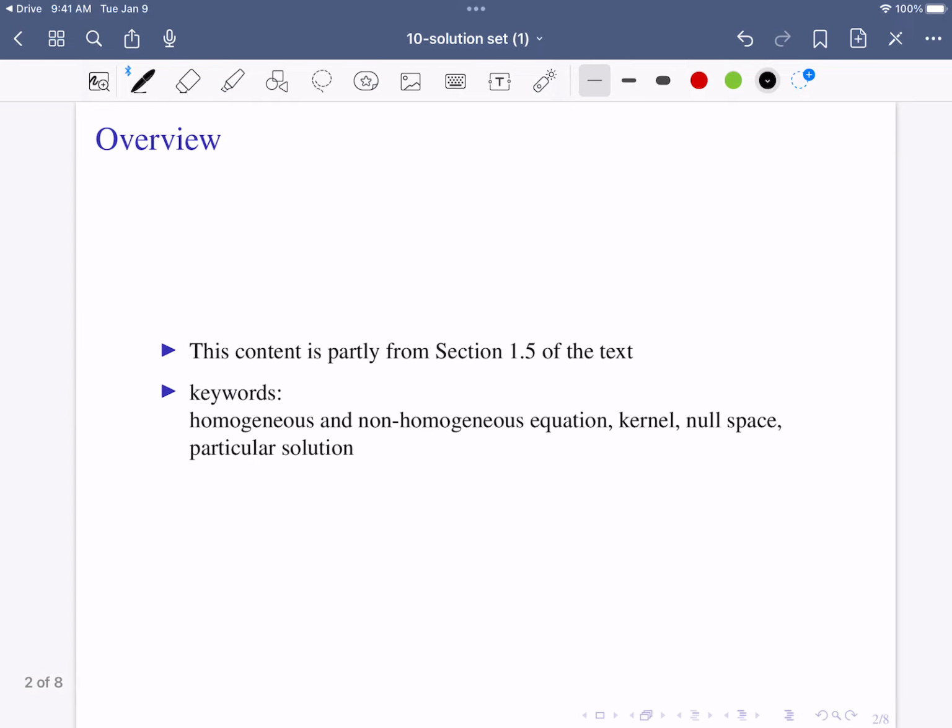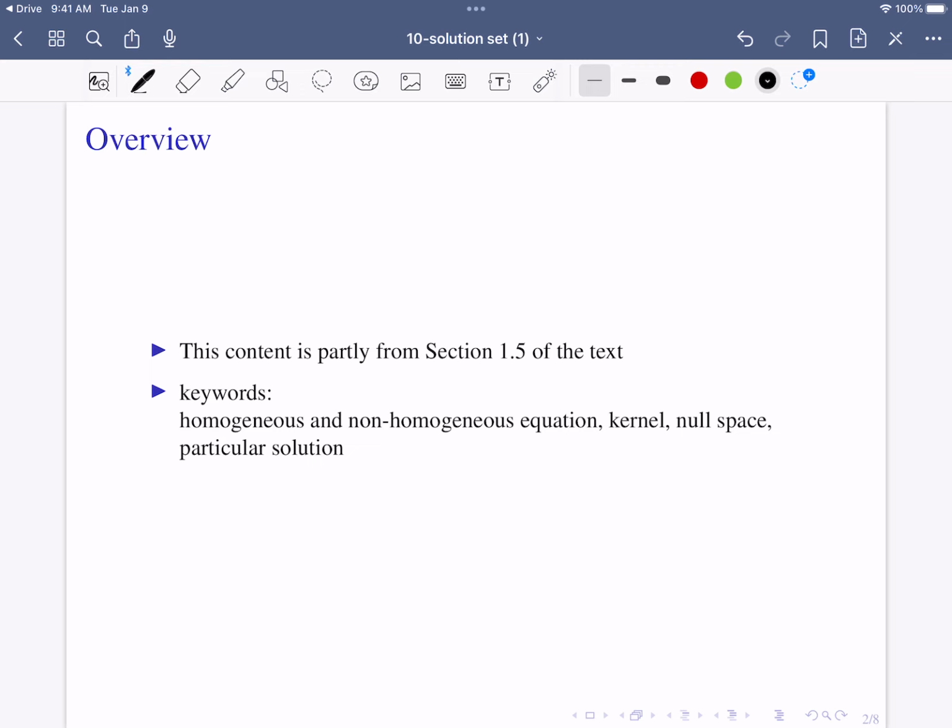Solution set. In this part, we're going to introduce homogeneous equation, non-homogeneous equation, kernel, and null space. Actually, these two concepts are the same, but null space is used in our textbook, and kernel was used in our WeBWorK. So that's why we want to introduce both, although they are the same, and particular solution. All those concepts are related to the solution set of a matrix equation.